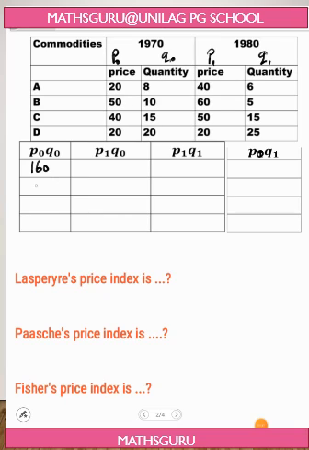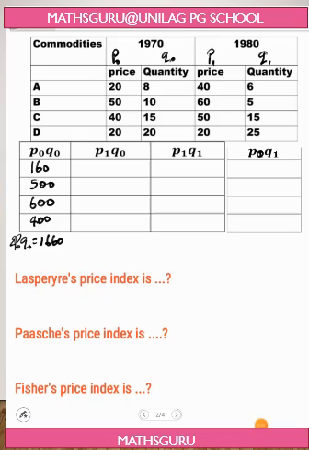50 times 10, we're going to have 500. 40 times 15 is equal to 600. And 20 times 20 is equal to 400. So we need to find the sum of P sub 0 Q sub 0, and this should give us 1660.